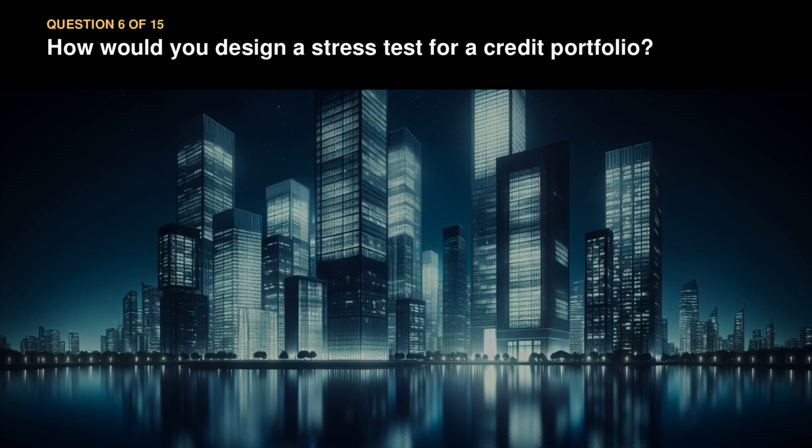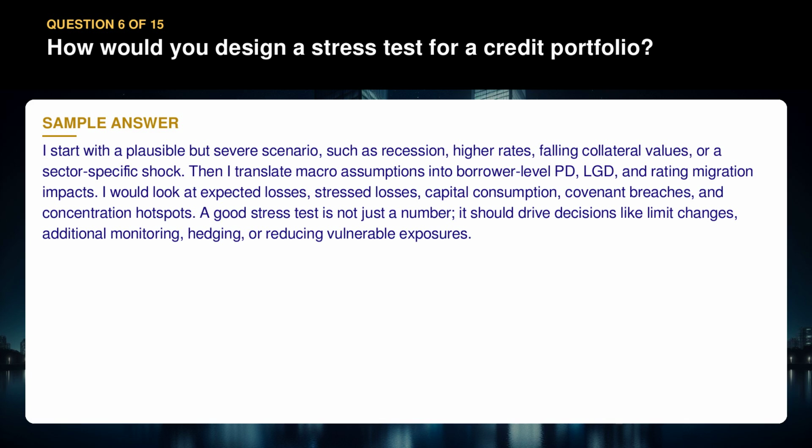Question 6. How would you design a stress test for a credit portfolio? I start with a plausible but severe scenario, such as recession, higher rates, falling collateral values, or a sector-specific shock. Then I translate macro assumptions into borrower-level PD, LGD, and rating migration impacts. I would look at expected losses, stressed losses, capital consumption, covenant breaches, and concentration hotspots. A good stress test is not just a number. It should drive decisions like limit changes, additional monitoring, hedging, or reducing vulnerable exposures.